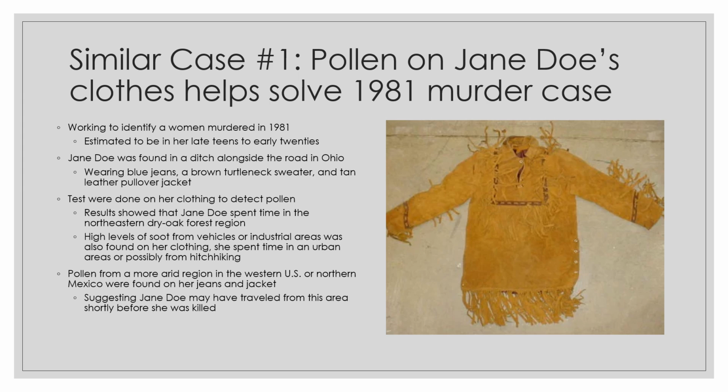Tests were done on her clothing to detect pollen. The results showed that she may have spent time in the northeastern dry oak forest region, and that consists of states like Pennsylvania, New Jersey, New York, and Rhode Island. There were high levels of soot from either vehicles or industrial areas. So she either spent a lot of time in those areas, or there was a possibility that she was hitchhiking. And then pollen from a more arid region in the western United States or northern New Mexico was found on her jacket. And this goes back to the hitchhiking because they believe that she may have traveled from that area to the area where she was killed.